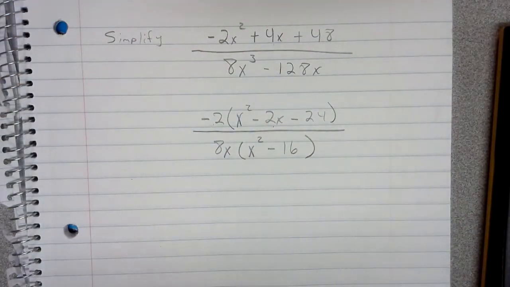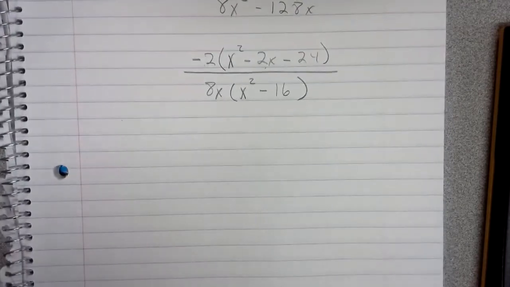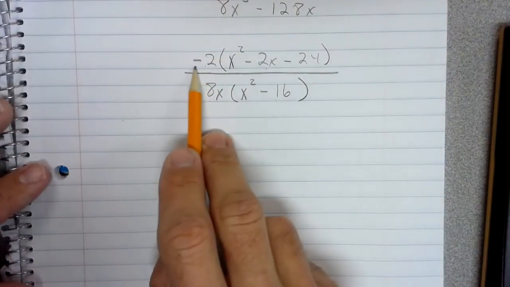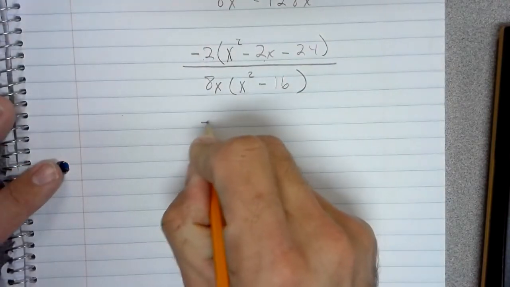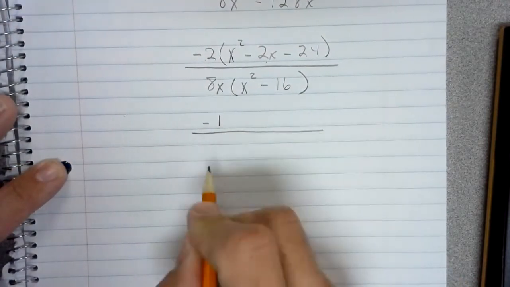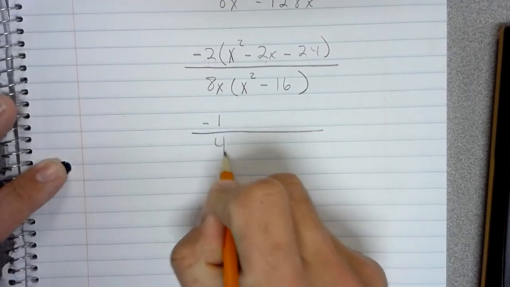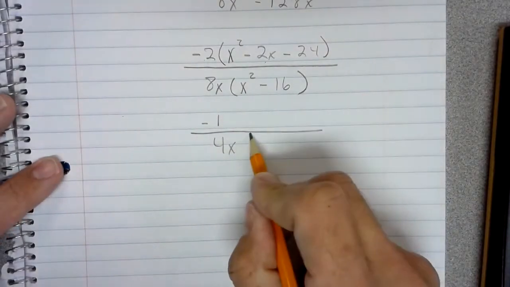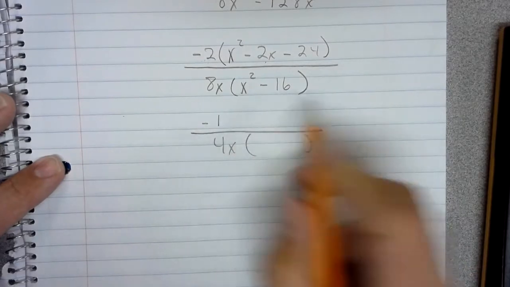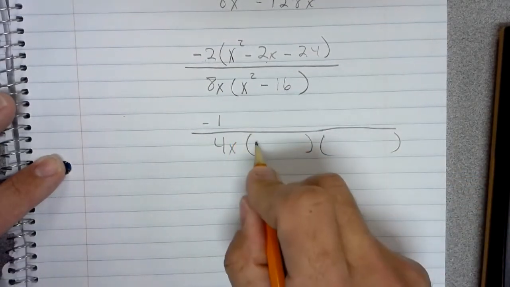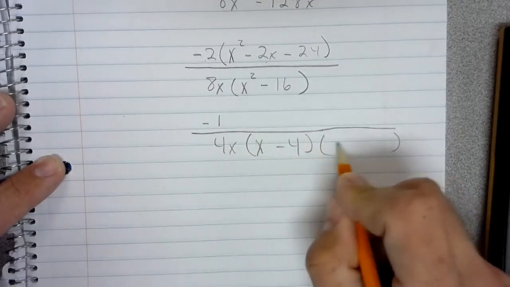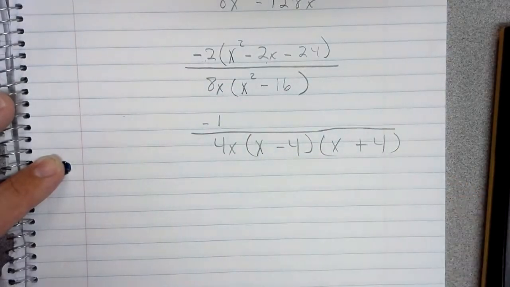So what do I need to do now? Now I can go ahead and factor, or I can go ahead and simplify the 2 and the 8. So that'll be a negative 1. And the 8 would become a 4. I still have my x. Alright, the bottom one is going to be difference of squares. So x squared minus 16 is going to become x minus 4 and x plus 4.